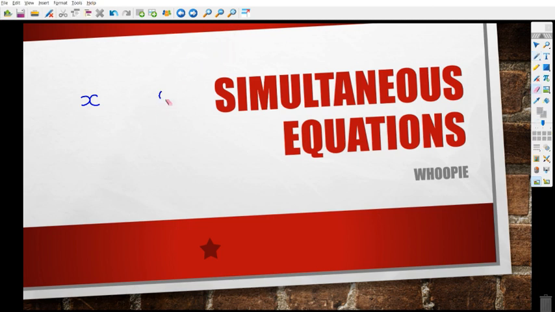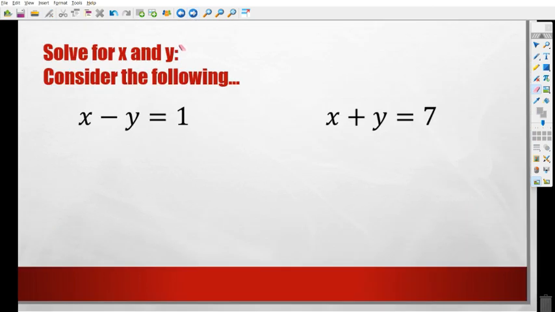All right, so let's just jump straight into it. Solve for x and y. Let's consider the following. Here we've got x minus y equals 1. And here they give us another equation. Let me classify these a little bit. Let me call this equation 1, and this is my second equation. They say x plus y is equal to 7. Now they give us two equations because we're solving for two letters. Can you guys see that? Oh, beautiful things.